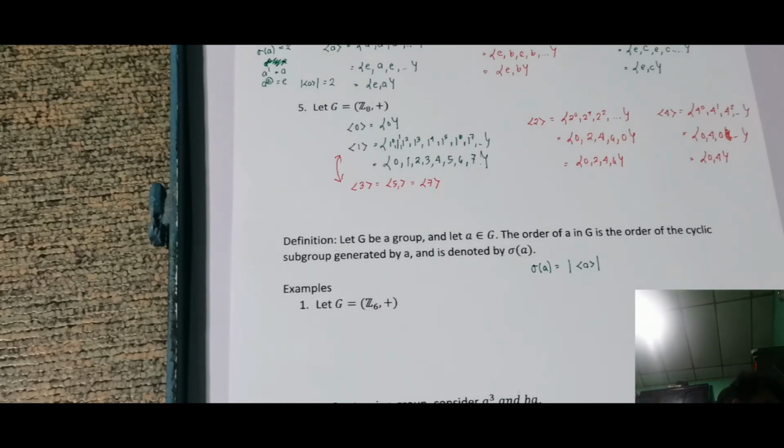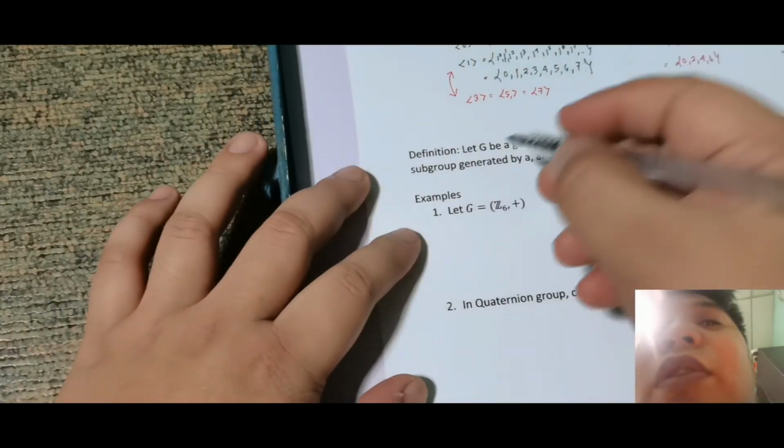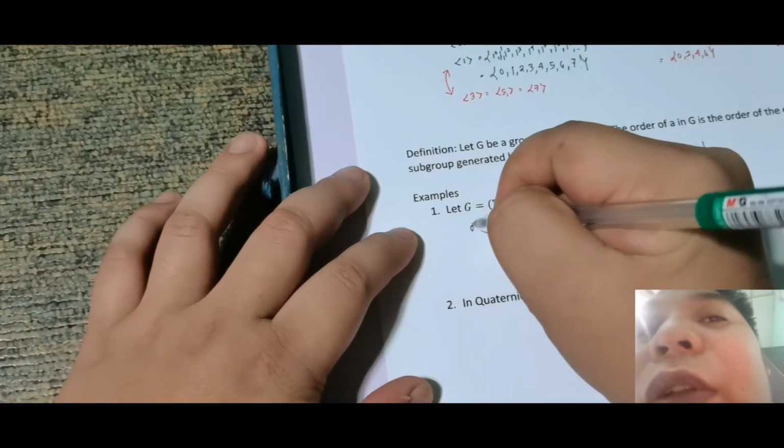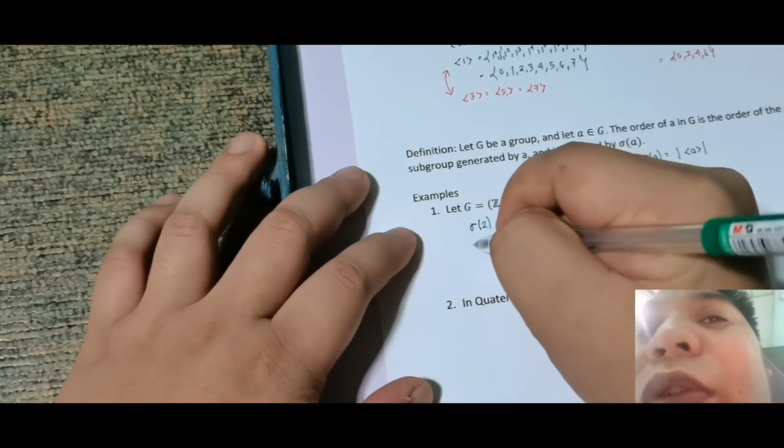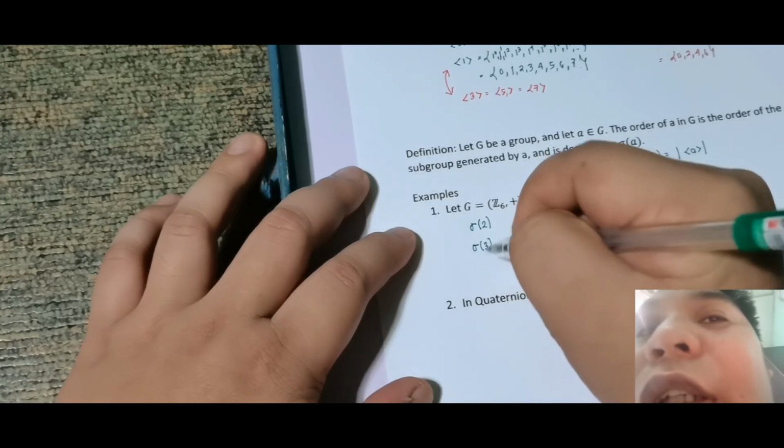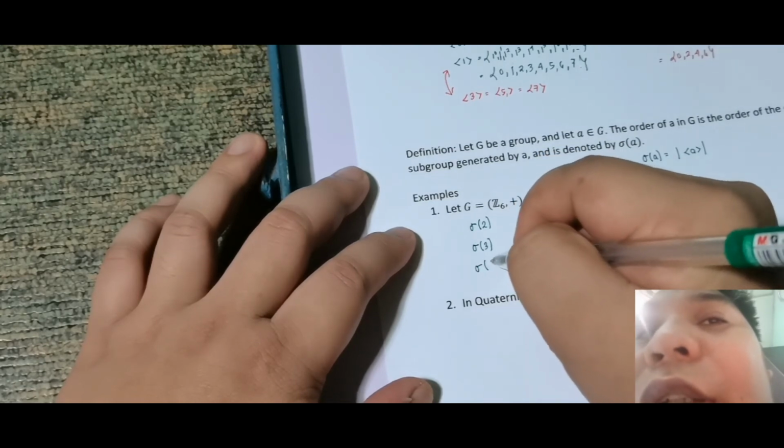Okay, so check natin no. Consider natin C sub 6, comma, plus. Okay, so gusto kong kunin yung order ng 2, 3, 5, 7. Gusto kong kunin yung order ng 2, order ng 3, order ng 5. So wala pa lang 7 dyan, sorry.